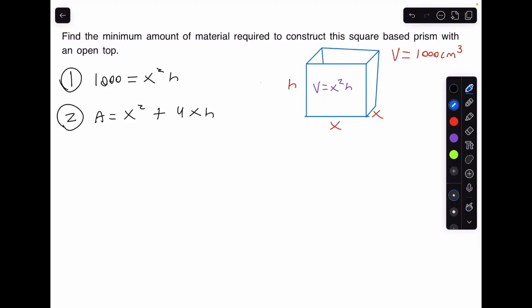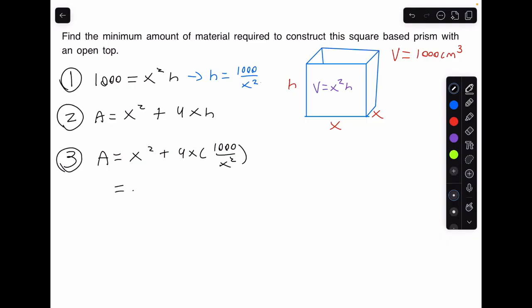Now we need A in terms of only x because we're about to take its derivative. Let's use formula 1 and substitute it into formula 2. So solving for h in formula 1, we get h is equal to 1,000 over x squared. Step 3 is to just substitute h into A. Let's simplify. So we get x squared plus 4 times 1,000, so 4,000, and then one of those x's cancel. So we get 4,000 over x.